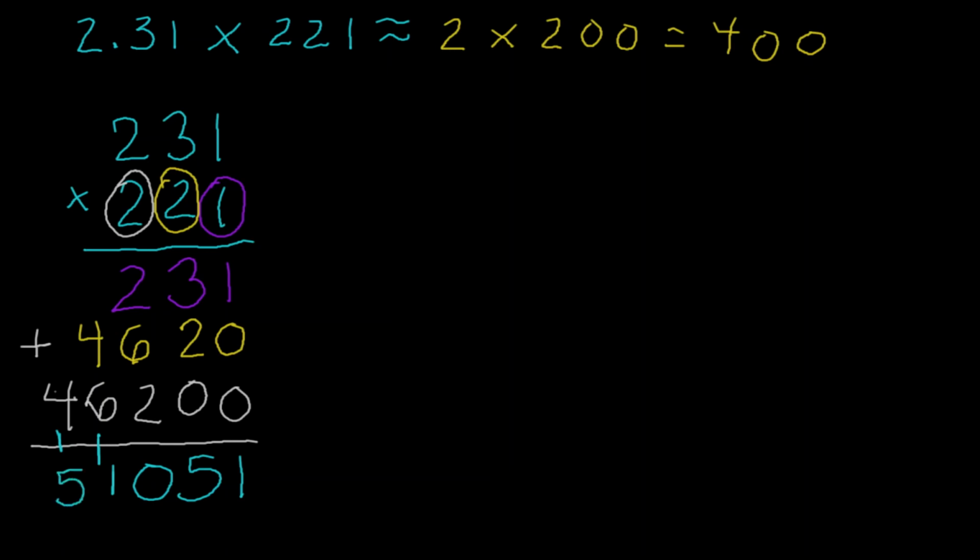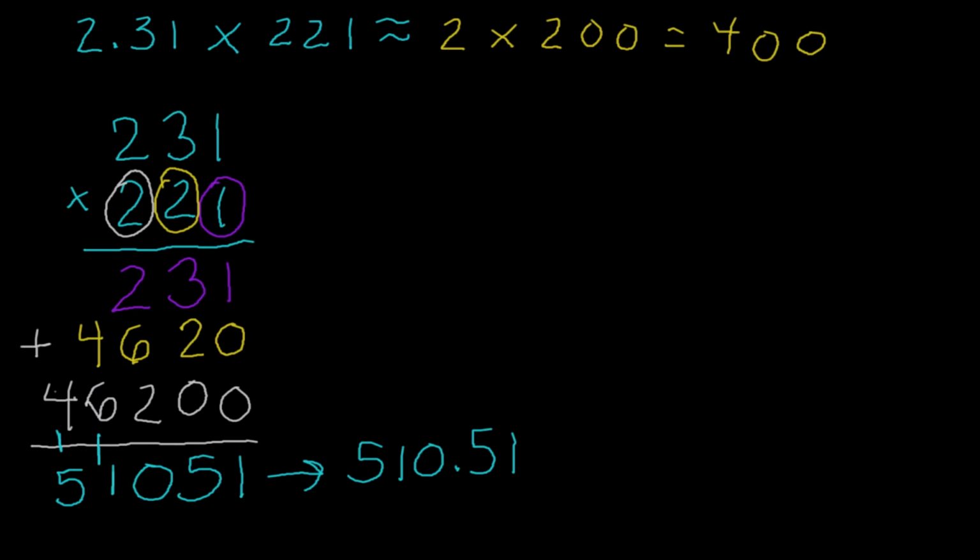Now I'm looking at my answer and I'm wondering, 51,051 is not close at all to 400. So I must have forgotten to divide my final answer by 100. And when I do that, I realize that my answer is actually 510 and 51 hundredths. And that is a much more reasonable answer, considering my answer should be close to 400. We can see that 510 is much closer to 400 than 51,000.